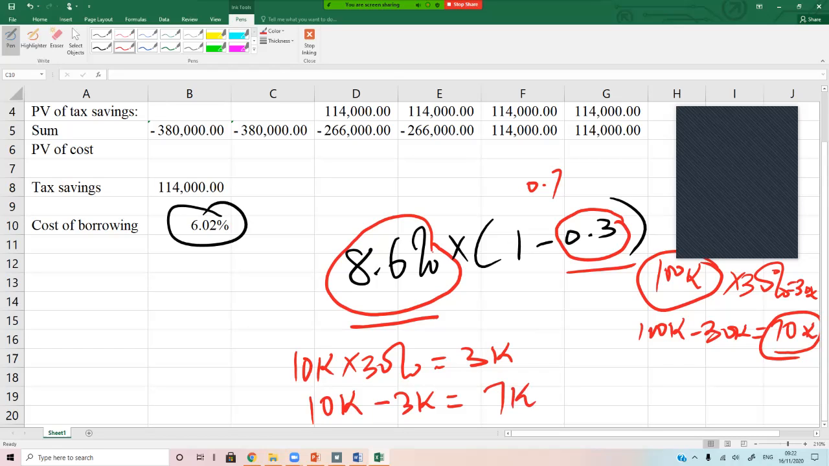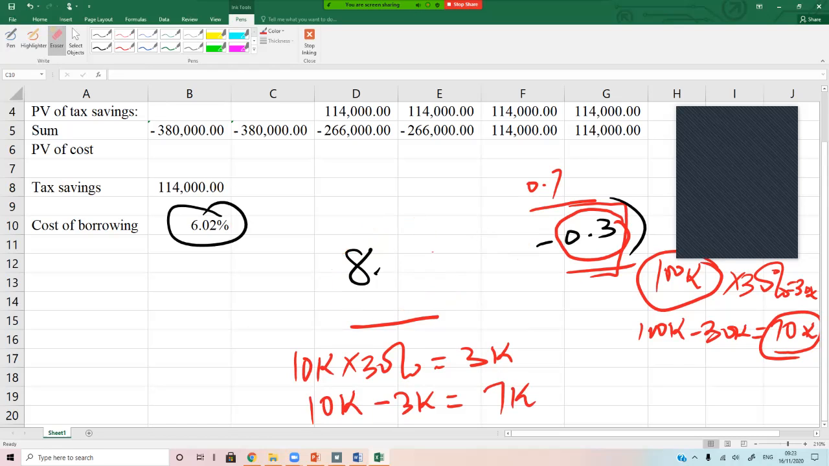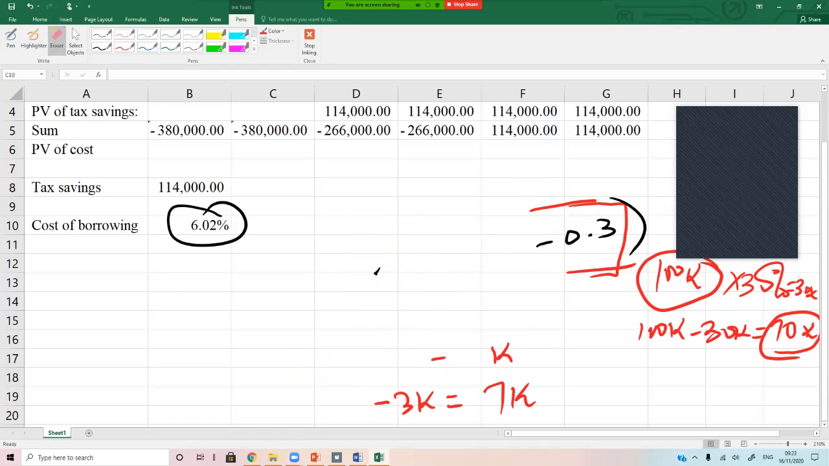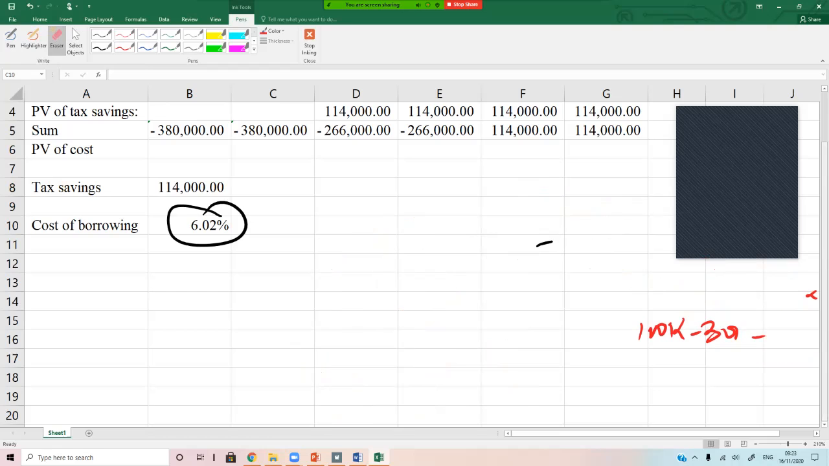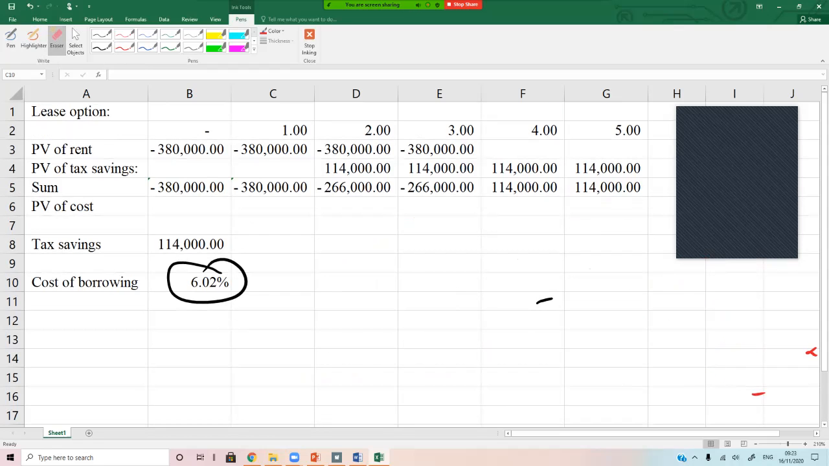So it's 10 minus 3. We're looking for the cost and not the saving here. Yes, the cost, because this is a saving. This is a saving. You're looking at the cost. Clear? Okay, great. Therefore, we get a cost of capital of 6.02%.